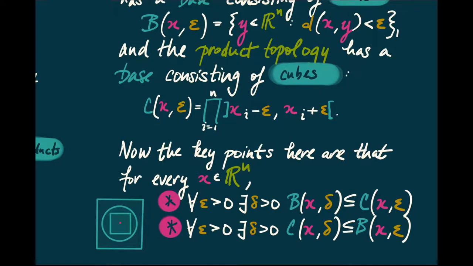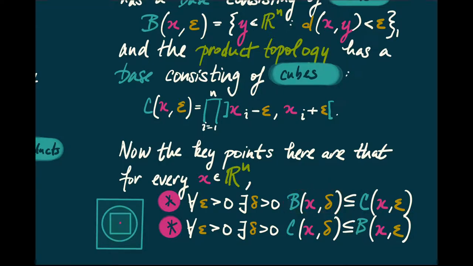In other words, if I draw this picture in R2, I can take a square that looks like this, centered at my x, and I can always find a disk centered at the same x that's completely contained in that square. But at the same time, I can find a square, again still centered at that x, that's completely contained in that circle. Now, since any open set in the product topology is a union of these cubes, it can also be expressed as a union of these balls.